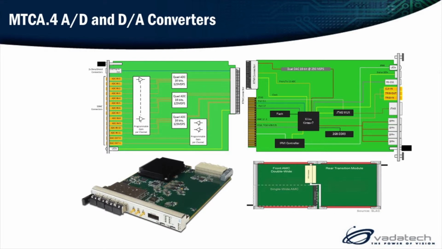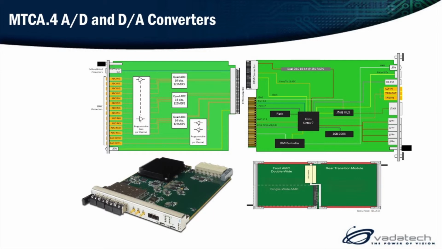So in the physics world, microTCA.4 has become the de facto standard for the physics community, and some of the converters there are also letting us go to a lot smaller packages as well. In this example, we have 12 channels of ADCs at 125 megasamples per second. And with the form factor for microTCA.4, we're going from the single module to the double module with the RTM.